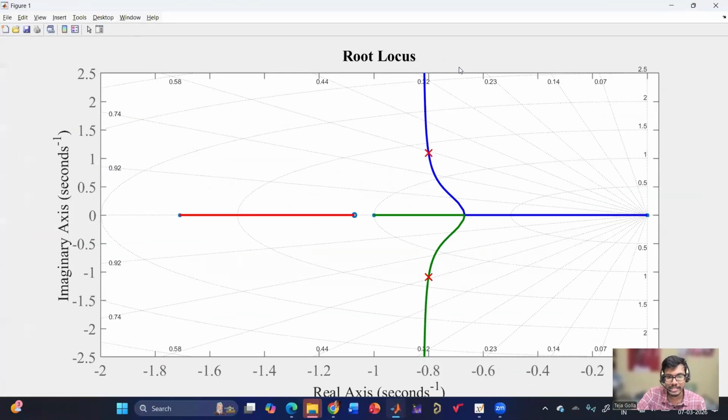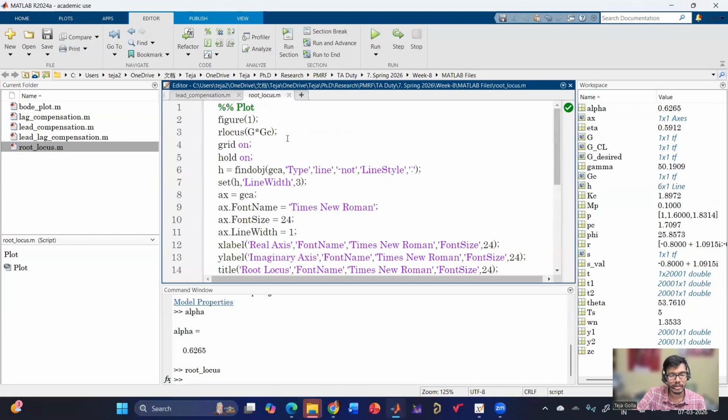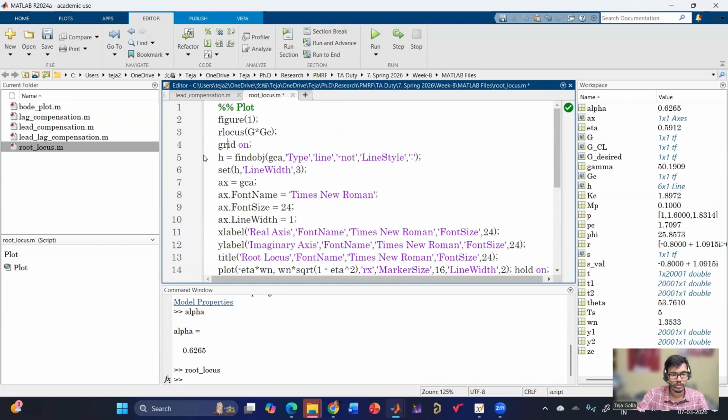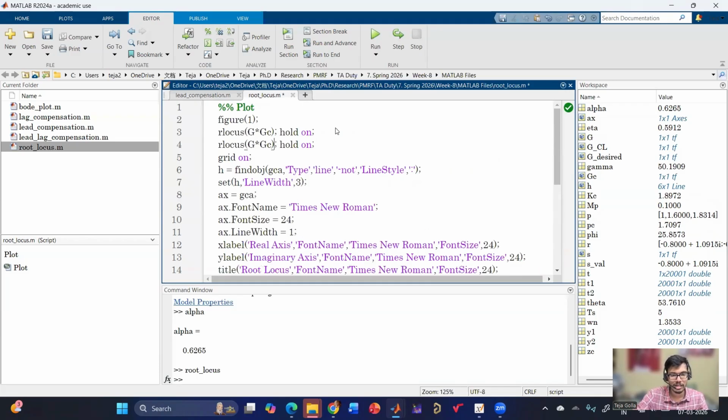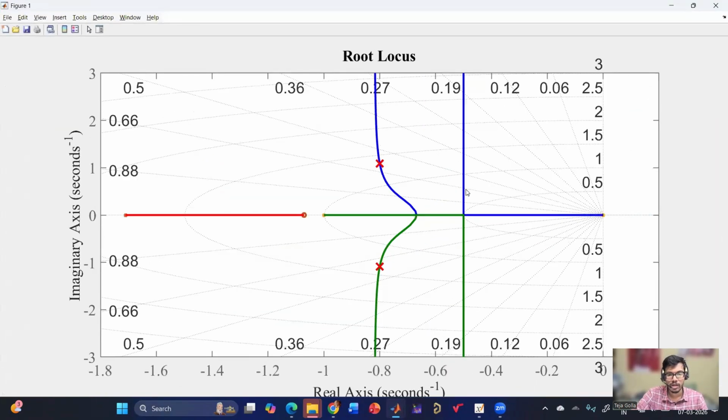Yeah. So now if you see, the root locus is now going through these desired poles. Just to have a quick comparison, I'll plot the compensated as well as the uncompensated, both, and then let us see. So one is G times GC, and one is G without any compensation.